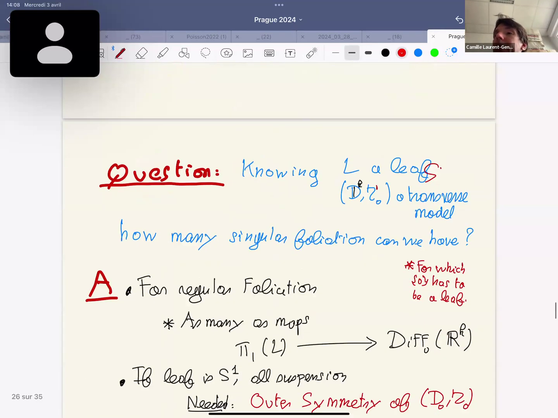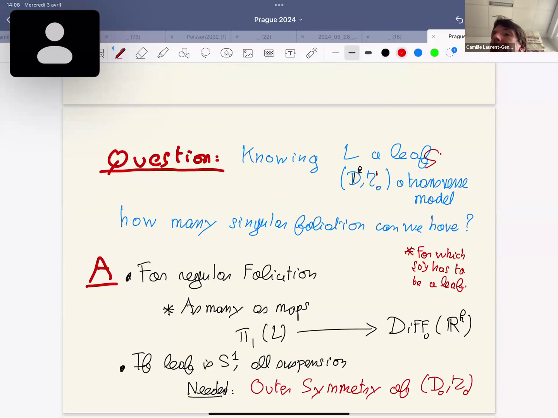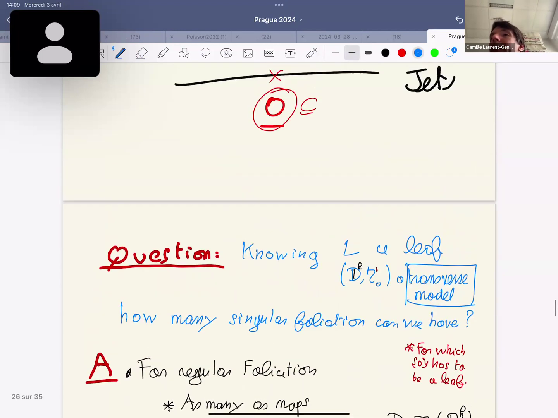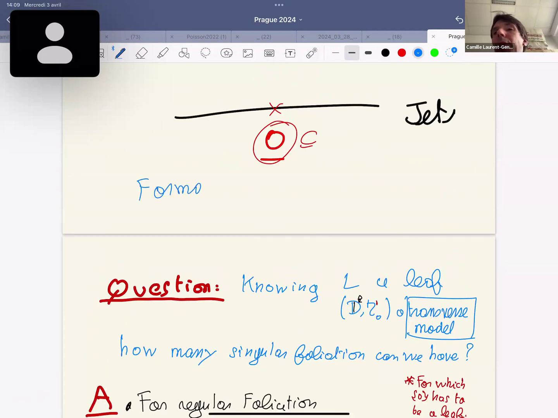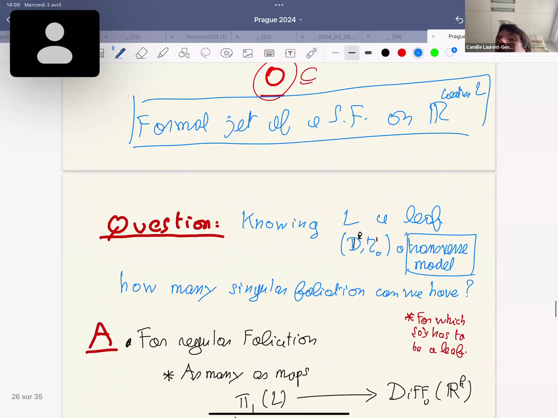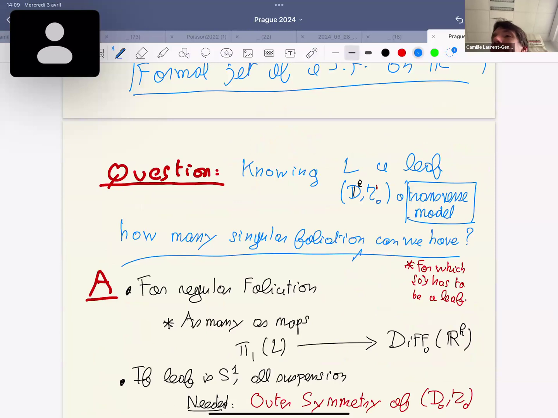But the question that, with Simon Raphael Fischer from the Taipei University, we decided to address is this question. Assume you take a leaf, assume you know a leaf, and assume you have chosen what's called a transverse model, meaning we have taken a formal jet of a singular foliation on R to the power codimension of L. Okay. Well, how many singular foliations, well, theoretically, I should say jets of singular foliations near L we can get.